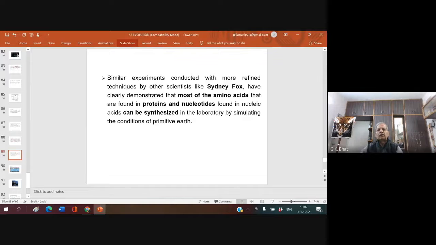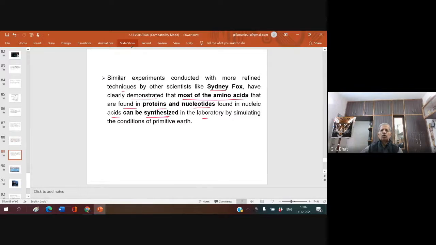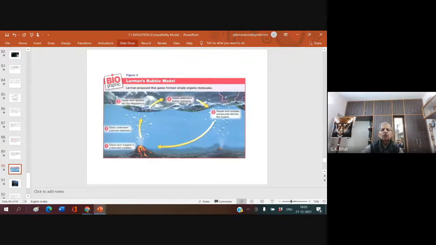Similar experiments conducted with more refined techniques by other scientists like Sidney Fox have clearly demonstrated that most of the amino acids found in proteins and nucleotides found in nucleic acids can be synthesized in the laboratory. So Sidney Fox could get most of these amino acids by simulating the conditions of primitive Earth. This is one of the most important experiments that has proved that life might have originated in that way. First cell might have originated in that way.